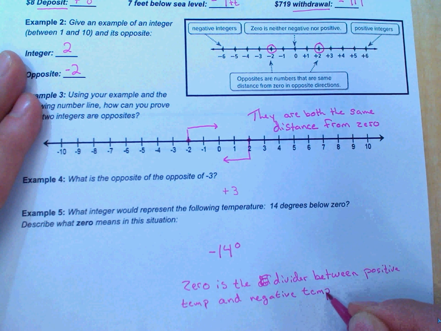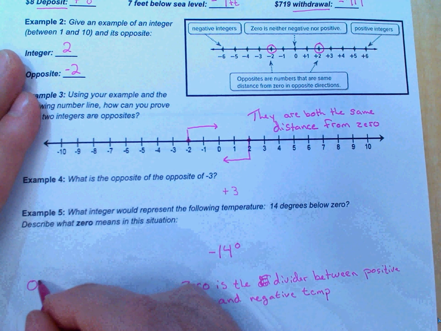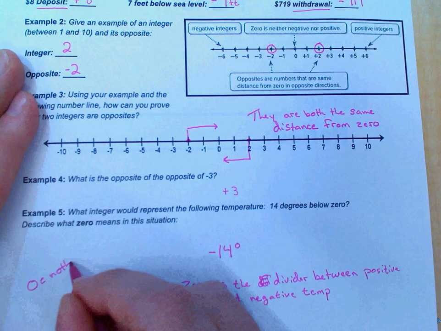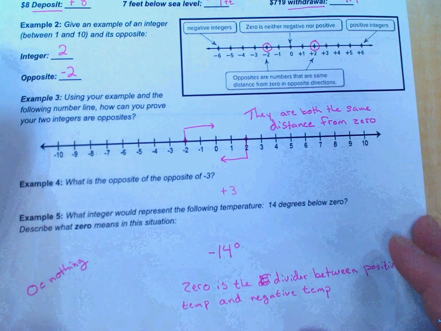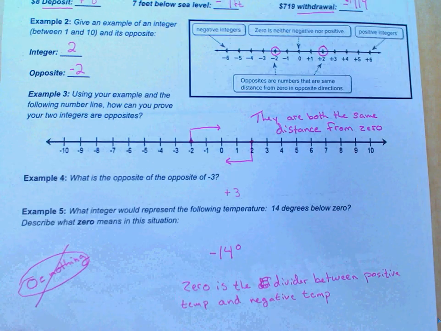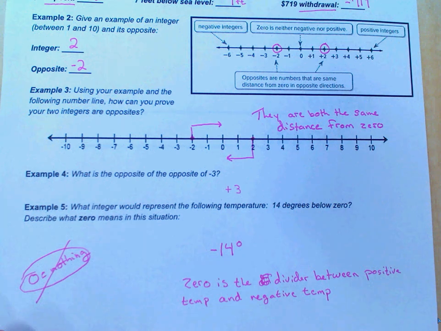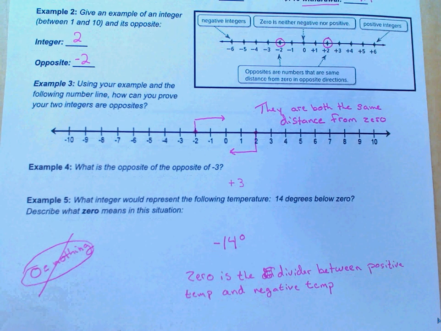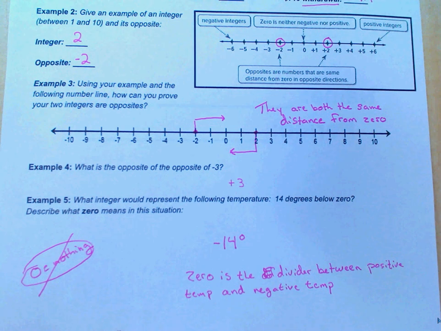Now, normally when you think of 0, 0 means nothing, right? The absence of anything. But in this case, that is not what it means. 0 is 0 degrees. It's a measure of temperature. It's not the absence of a temperature. There's still a temperature out at 0 degrees. If we're talking about Celsius, 0 degrees Celsius is when water freezes. For us, it's 32 degrees, not negative. Just at 32 degrees. Okay?